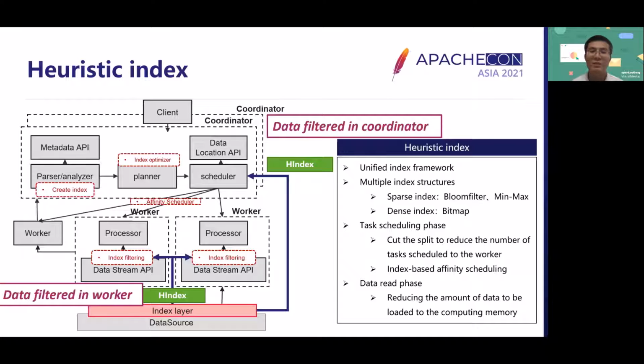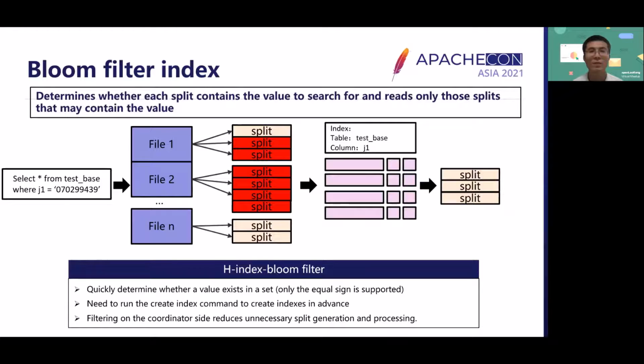In general, we support multiple index structures, such as sparse indexes like Bloom filter and min-max, and we also support some dense index technology such as Bitmap. First, I will introduce the Bloom filter index technology.